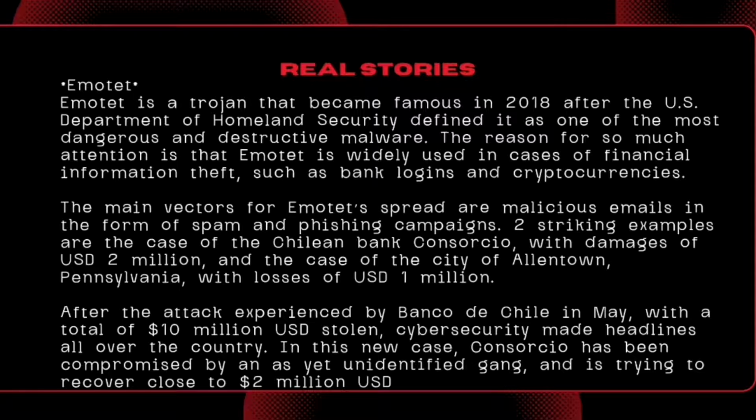There are two striking examples: the case of the Chilean bank consortium with damage of 2 million USD, and the case of the city of Arlington, Pennsylvania with a loss of 1 million USD. After the attack experienced by Banco de Chile in May, in which a total of 10 million USD was stolen, cybersecurity made headlines all over the country. In this new case, the consortium has been compromised by as yet unidentified gangs and is trying to recover close to 12 million USD.